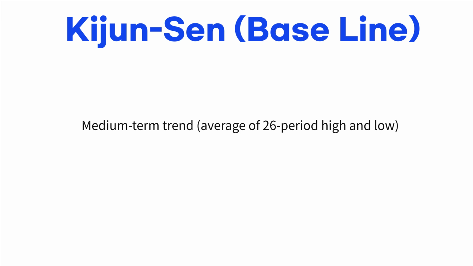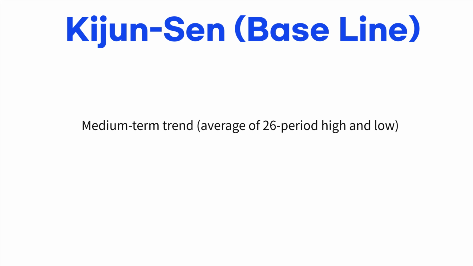The Kijun-sen can be used as a confirmation line as well as a support and resistance level, and is calculated by averaging the highest high and lowest low for the past 26 periods. The Kijun-sen works just like the Tenkan-sen. However, because it takes more periods into its calculation, 26 versus 9, it's less sensitive to price changes when compared to the Tenkan-sen. It can also be seen as a longer-term moving average.